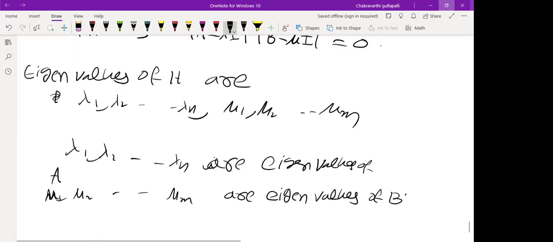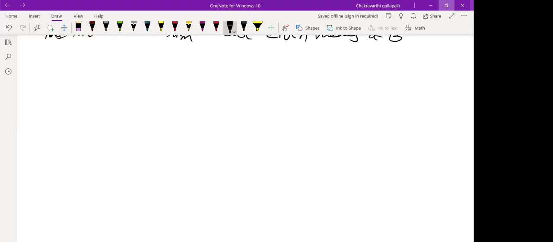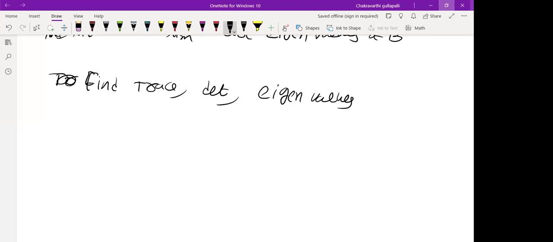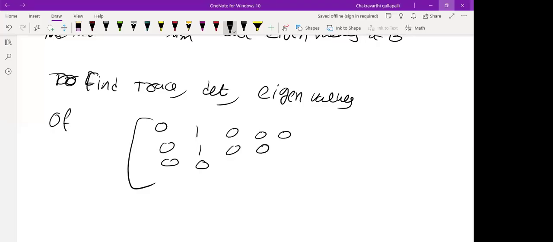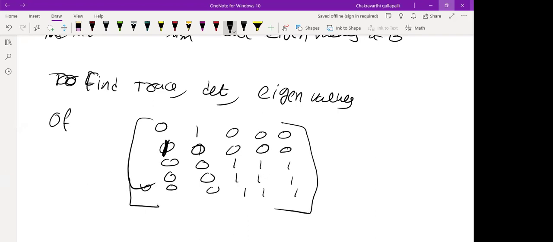So how do we get the eigenvalues of big matrices? If we are able to identify that there are very big matrices like this, you can easily get the eigenvalues. For example, find the trace, the determinant, and the eigenvalues of the matrix. This matrix is given to you. This is a square matrix. Find the trace, determinant, and eigenvalues of H.